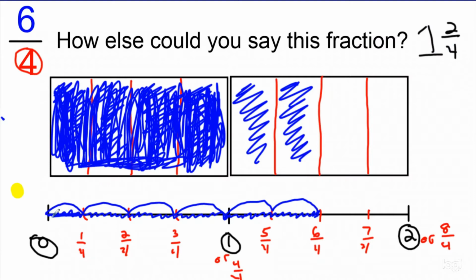If you look at my number line, same thing. I had 1 whole shaded in. Okay, that's my 1 whole. And then I had 2 pieces out of 4 shaded in. So there are 2 different ways to say this fraction. You could say it as an improper fraction, 6/4, or you could write it as a mixed number, 1 and 2/4. That leads us to our math vocabulary today.